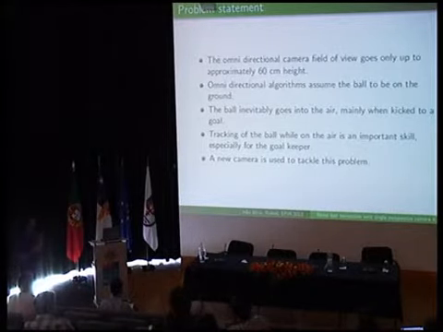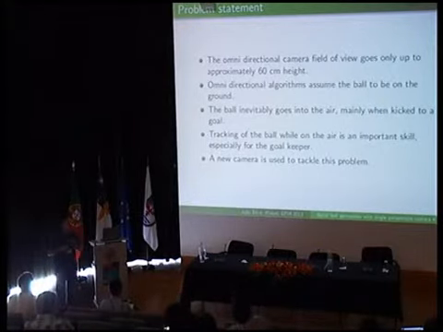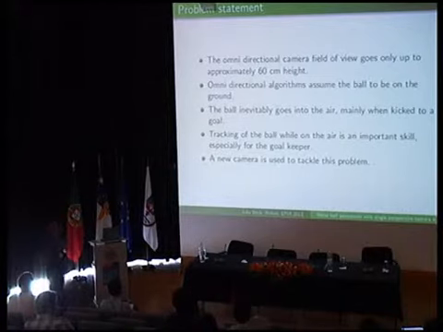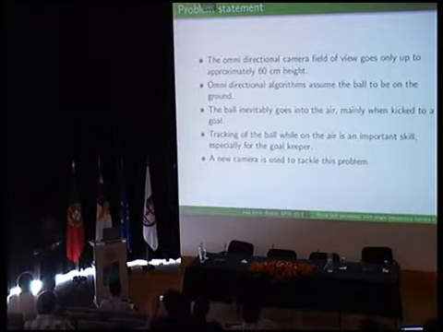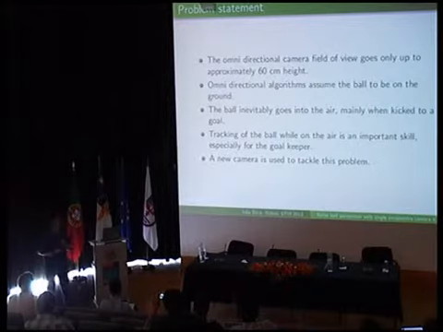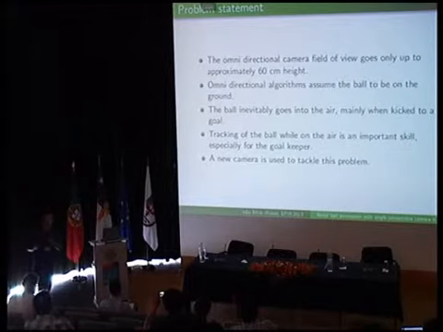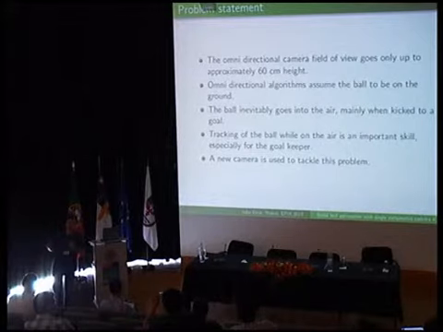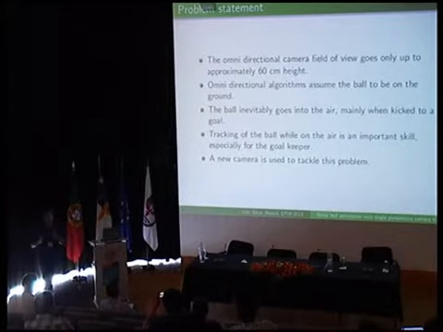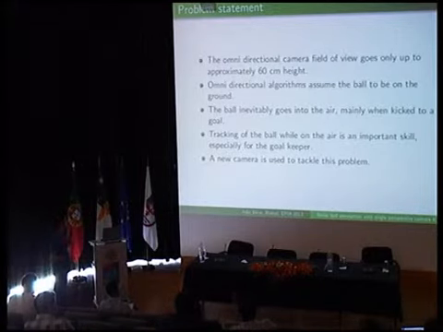This means that the algorithms used in the omnidirectional camera assume that the ball is on the ground. So all the projections that are made assume the ball on the ground. But during a soccer game, even a robotic soccer game like this one, the ball inevitably goes into the air, especially when it is kicked toward the goal. So detecting the ball while it is in the air is an important skill, especially for the goalkeeper, which hopefully will have to intercept the ball to avoid a goal.